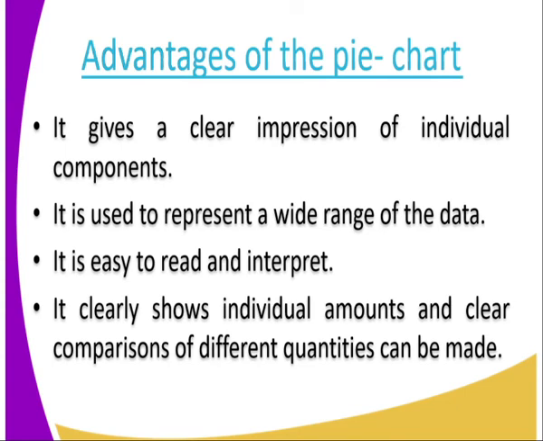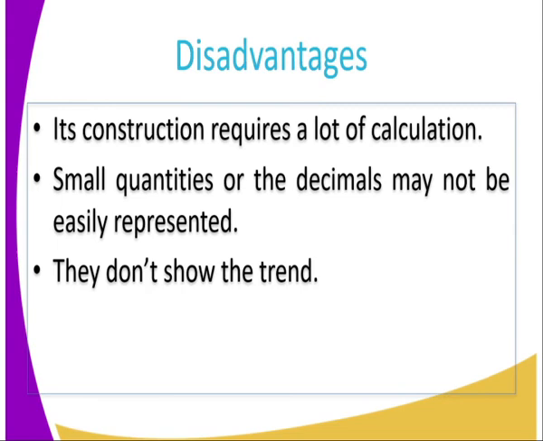What are the advantages of using the pie chart? It gives a clear impression of the individual components. Number two, it is used to represent a wide range of data, like the first example I gave you, the salary and the way it is used, represented in the pie chart. It is easy to read and interpret. It clearly shows individual amounts, and clear comparisons of different quantities can be made. What are the disadvantages? Its construction requires a lot of calculation, converting into percentages, then into degrees. Small quantities or decimals may not be easily represented. They don't show the trend. Those are the disadvantages.